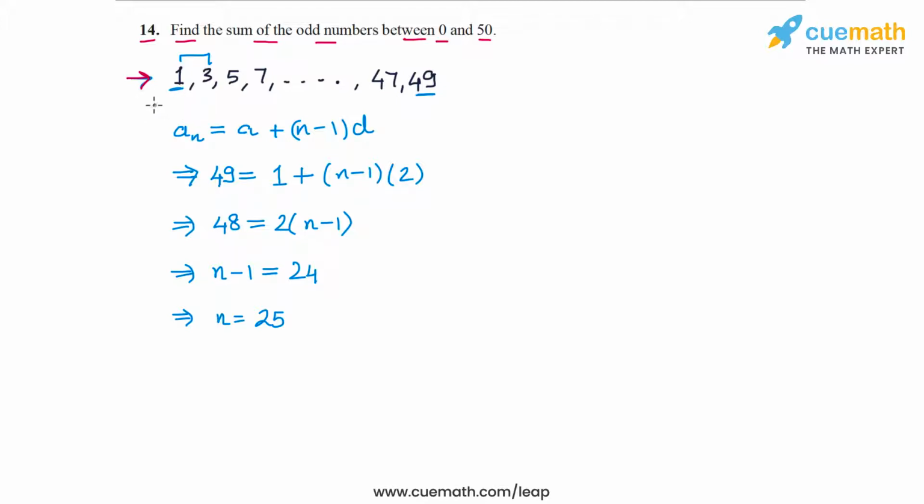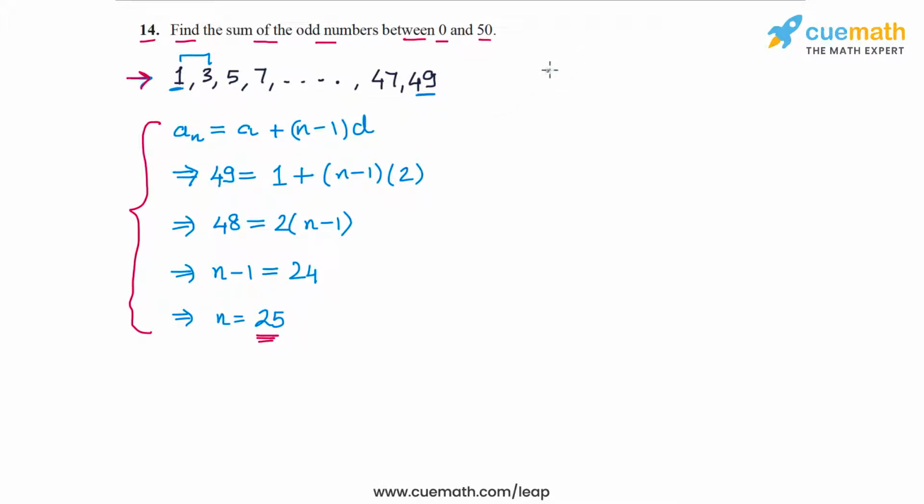You could have guessed this answer directly also, because it's quite easy in this case, as it's simply odd numbers between 0 and 50. But it's better to do this algebraically like we did, so that there's no chance of making a mistake. Okay, so there are 25 odd numbers between 0 and 50, and now let's find their sum.